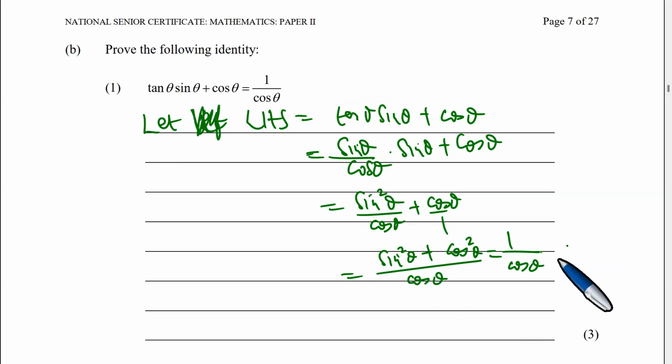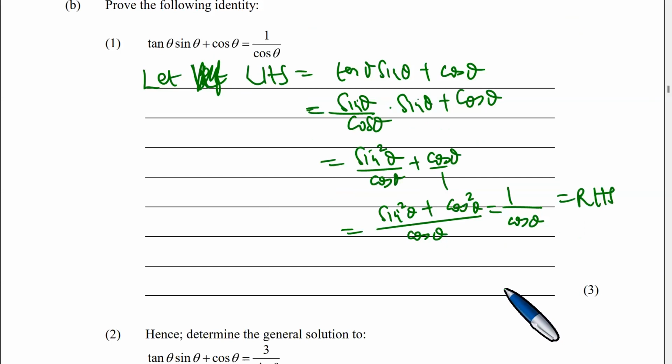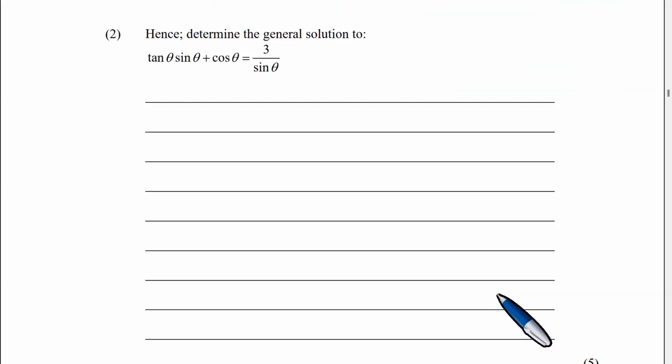Right, so this 1 over cosine theta is the answer. So for the identity, the 1 over cosine theta is actually equal to the right-hand side. So the left-hand side is equal to the right-hand side. Way too easy.